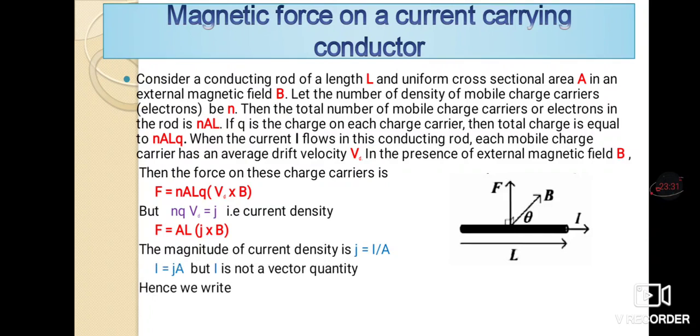One thing you remember here: the current is not a vector quantity. So our equation becomes F is equal to AL, substituting J as I divided by A, cross B. In the next step, A cancels, and we get F is equal to L of I cross B. But since the current is not a vector quantity, we can write F is equal to I of L cross B. Length is a vector quantity. Therefore our equation becomes F is equal to ILB sin theta, because it is a cross product, where theta is the angle between L and B.